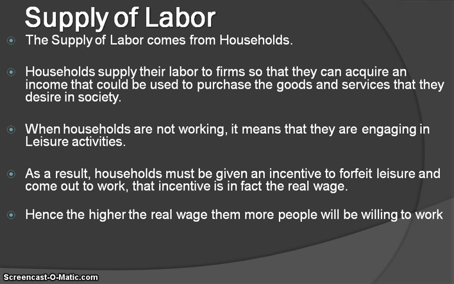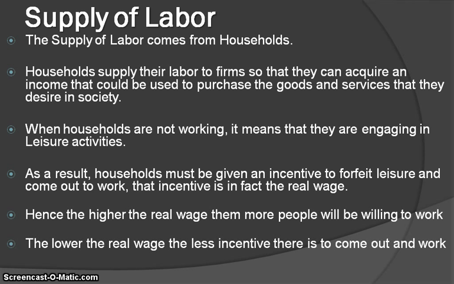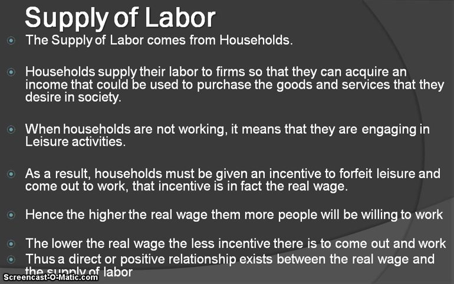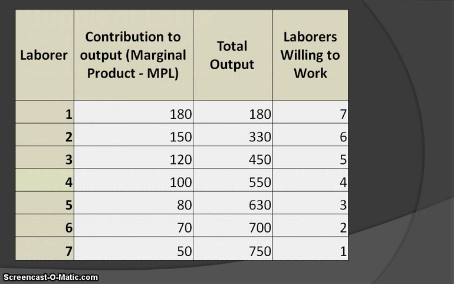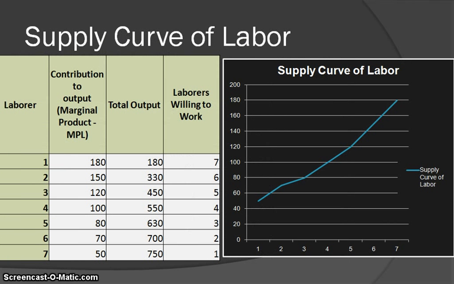Hence, what we can say is the higher the real wage, then more people will be willing to work. Whereas the lower the real wage, the less incentive there is to come out and work. So we see that there is in fact a direct or positive relationship between the real wage and the supply of labor. This should give rise to an upward sloping supply curve of labor, which we see in this particular diagram.